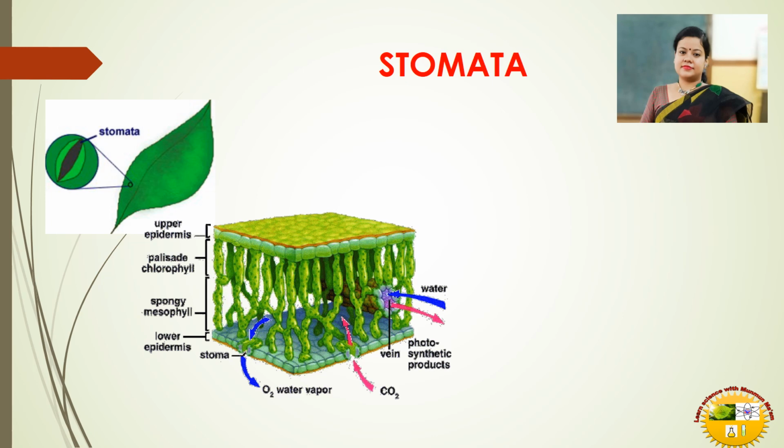Carbon dioxide is entering through the stomata, oxygen is coming out through the stomata, and water is also entering and coming out through the stomata. So stomata, what is the function of it? Its function is to help in gaseous exchange. It helps in exchange of gases, oxygen and carbon dioxide. Also, it helps to release excess amount of water in the form of water vapor, that is known as transpiration.